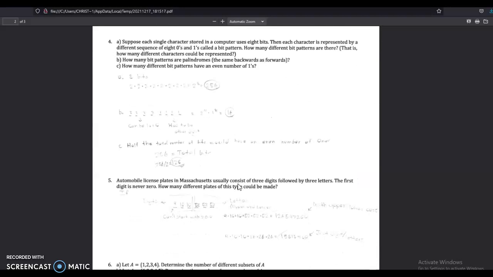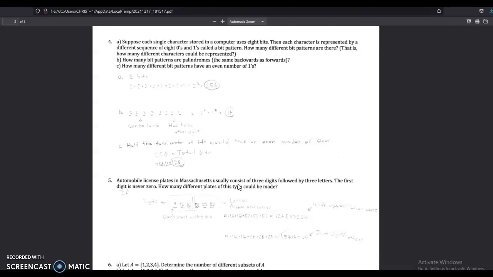For number 4, it reads, suppose each character stored in a computer uses 8 bytes. Then each byte is represented by a different sequence of 8 0s and 1s called a bit pattern. How many different bit patterns are there? That is, how many different characters can be represented?